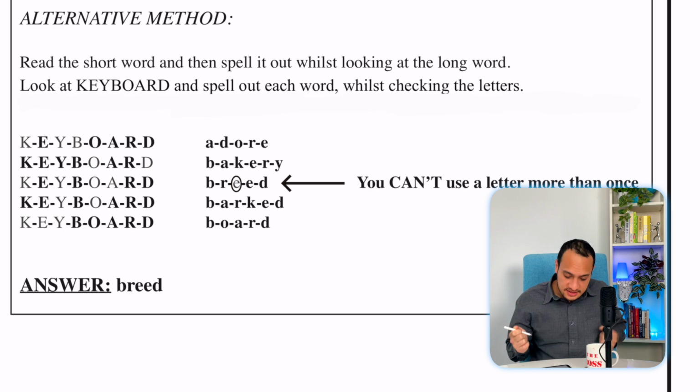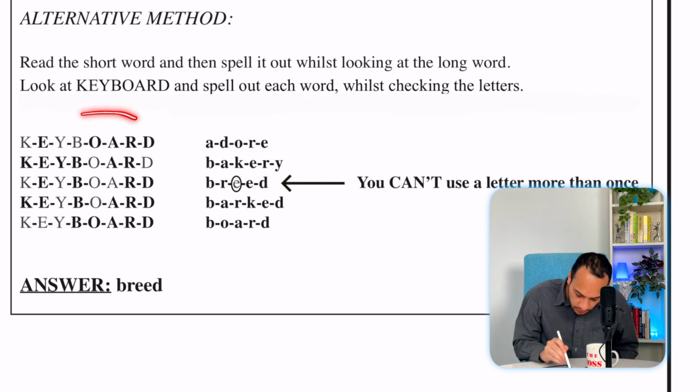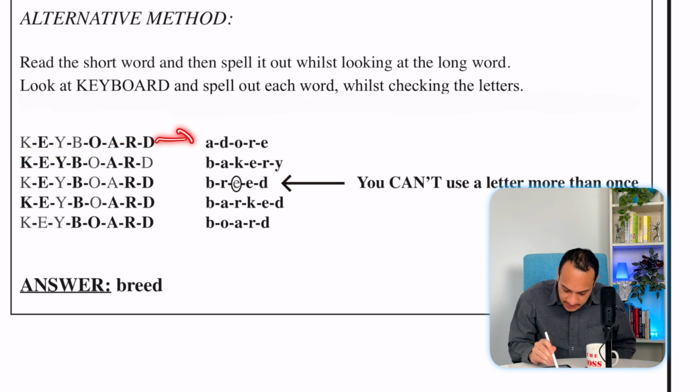Let's look at an alternative method. Read the short word and then spell it out whilst looking at the long word. Look at keyboard and then spell out each word whilst checking the letters. Here we've got keyboard, and we've got to see, can we form adore? You can see we've got all the letters there. Then we've got bakery. So from keyboard, bakery can be formed.